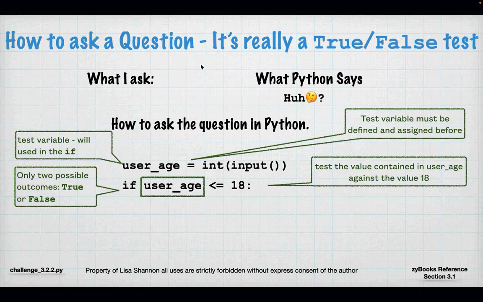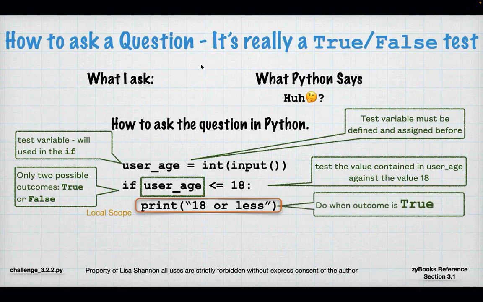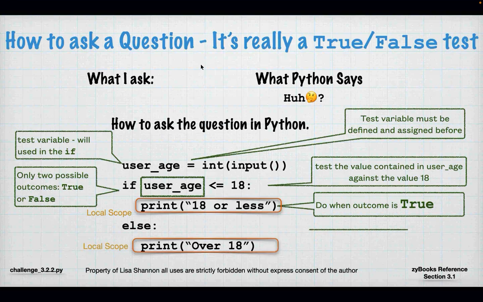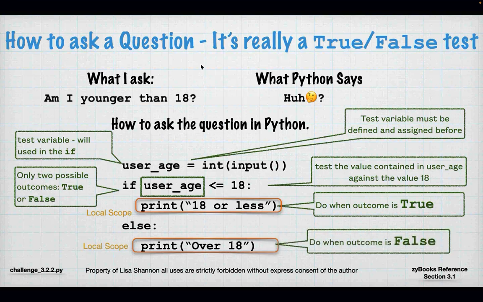So in the statement, I'm using the test value. I'm using the value contained in the test variable to evaluate against a value or variable. In this case, the value is 18. So if I'm less than or equal to 18, I print 18 or less. It only happens when user age is less than 18, so the if statement evaluated to true. The else will only happen when the if evaluates to false.